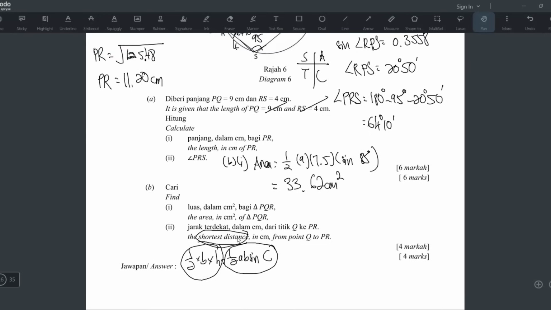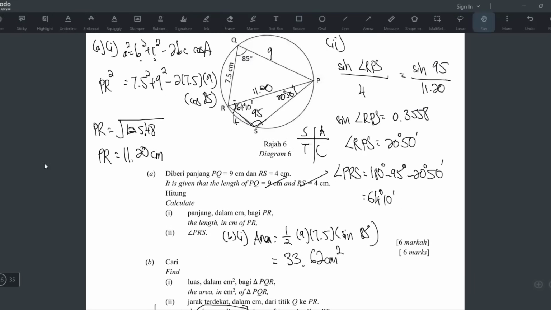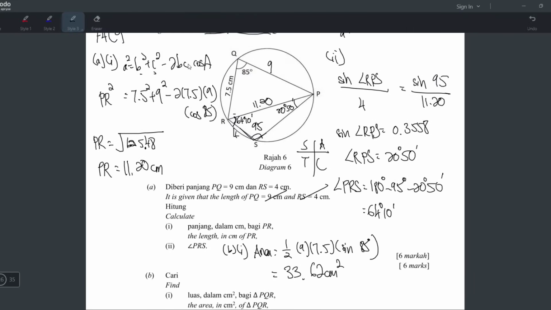Okay, let me tell you why you have to use this method. Because shortest distance always means that it's going to be perpendicular, 90 degrees. So if they want shortest distance from Q to PR, what you have to do is you go to Q and you draw a line to PR which is 90 degrees to PR. Because that's going to be the shortest distance, the 90 degree one, right? So tell me, if you draw it like this, that means this will be the vertical height and then the base will be the 11.2 already.